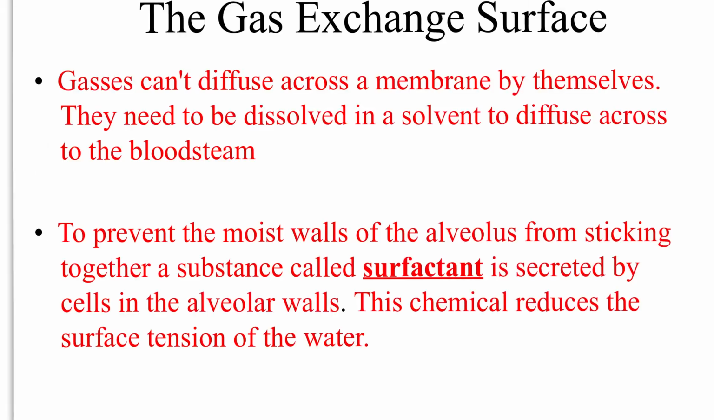So your lungs secrete this substance called surfactant that lowers the surface tension of the water. This means that your alveoli will not stick together during pressure changes. So surfactant is really important in your lungs to enable your alveoli to remain in shape. So I'll just give you a minute to read through this information, which summarises what we just said.